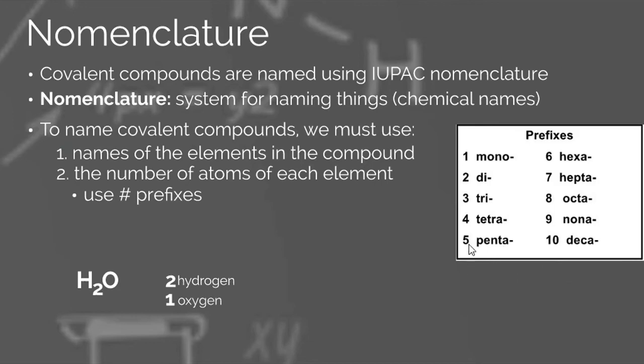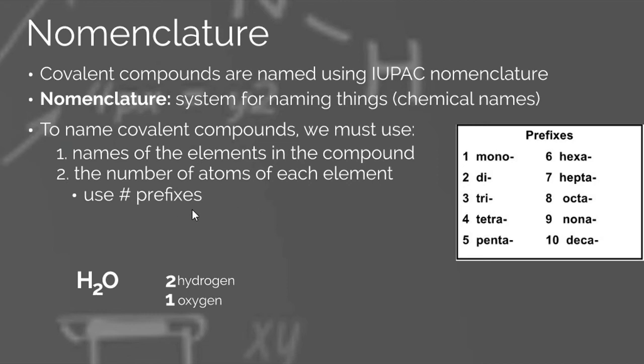Where 5 is penta, you might be familiar with a pentagon. It has 5 sides, right? Then hexa, think like a hexagon, 6 sides. It represents the number 6, and so on. We have hepta for 7, octa for 8, nona for 9, and deca is 10. So just keep these in mind. We'll be using these a lot as we go through our covalent compound names.